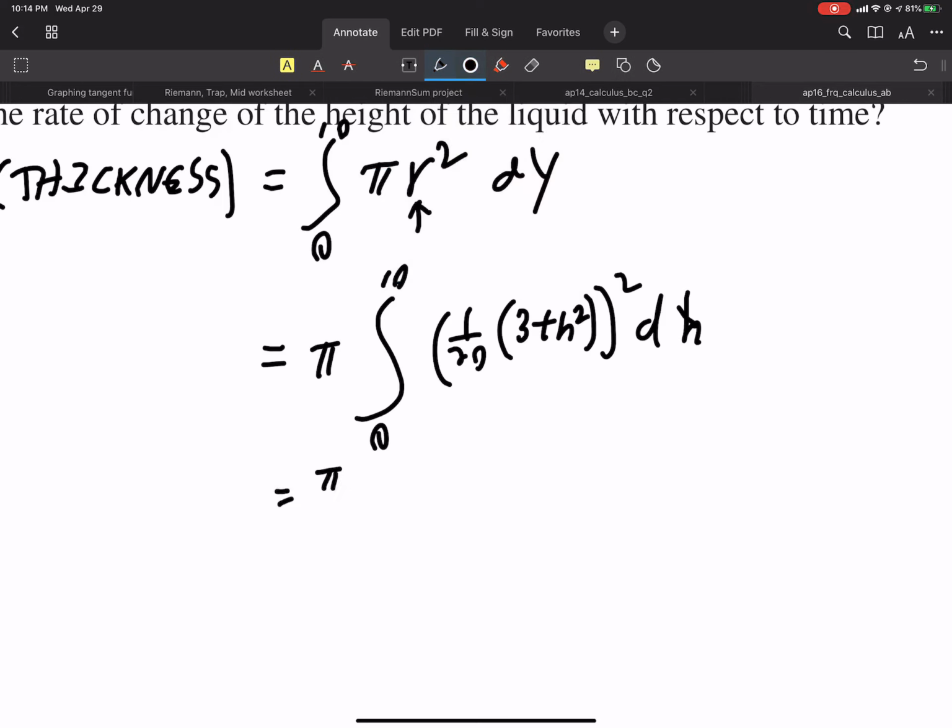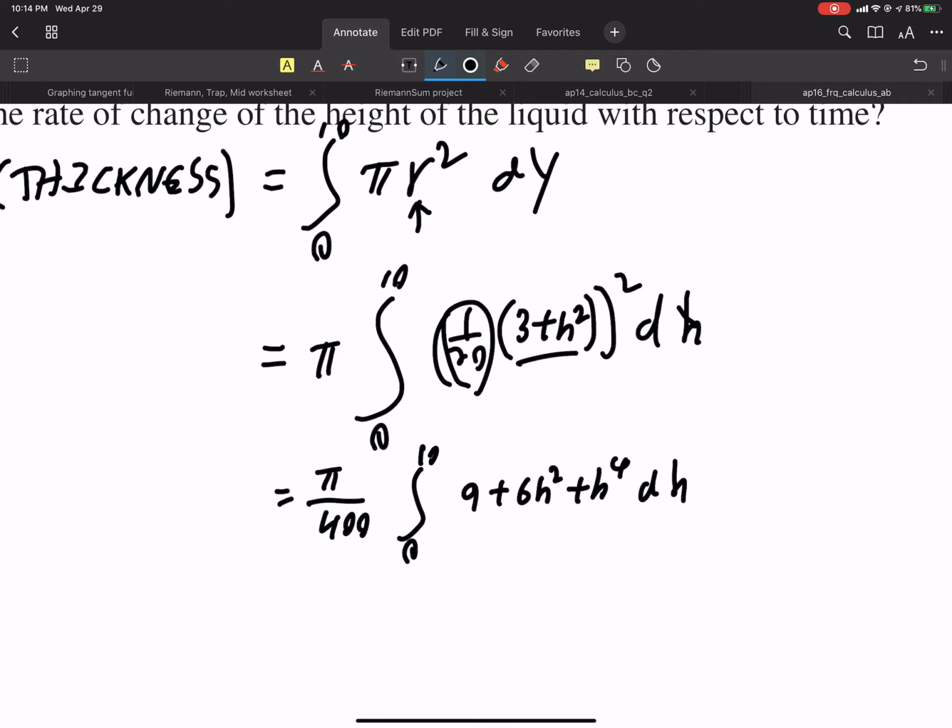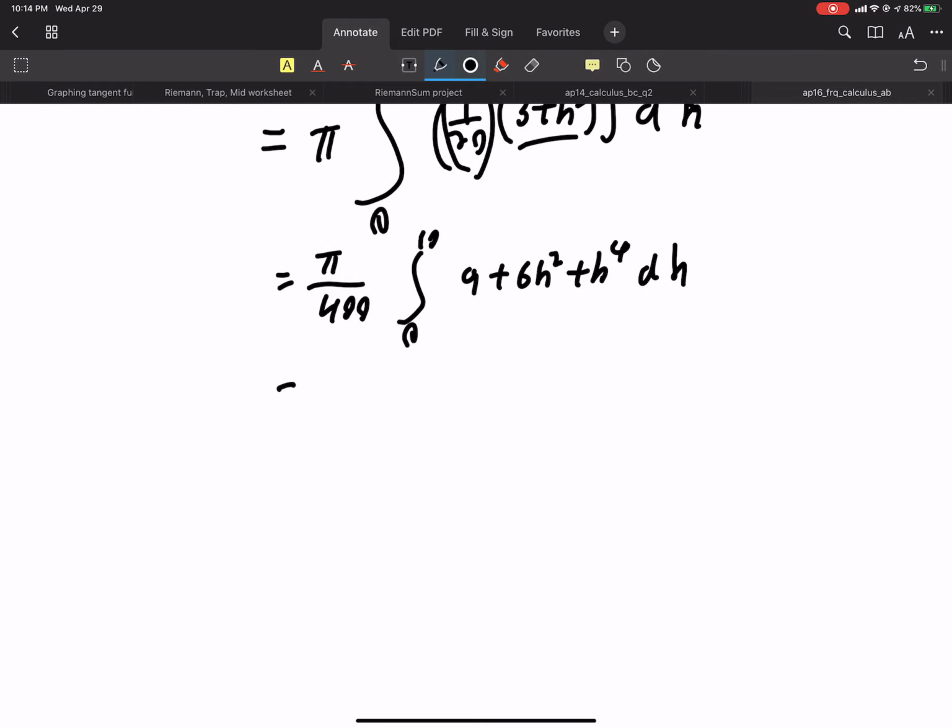So 1/20 squared, it's 1/400. So I'm going to pull that out in front because that's a constant. And if you square this binomial, you get 9 plus 6h squared plus h to the 4th. And now it's a pretty simple process.